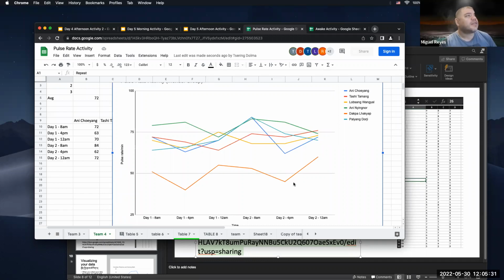This line, this orange line, will probably be Dagpa. He had a much lower pulse rate than anyone else across 2 different days.